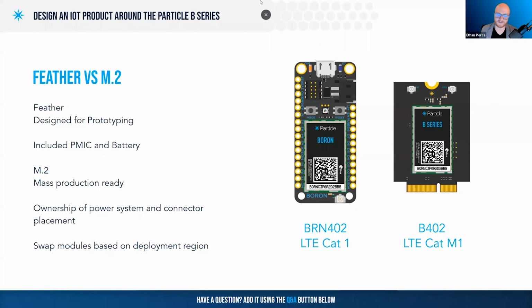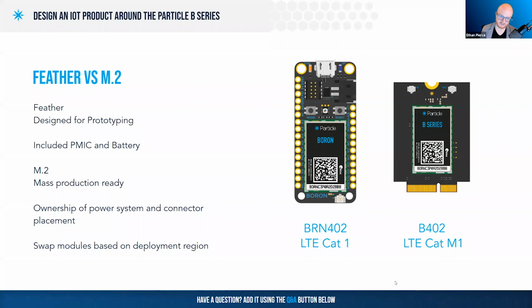So when we take a look at the Particle product portfolio, we have two form factors that primarily customers scale on. The first is the Feather form factor, which is great for prototyping. It includes power management IC and a battery connector. In addition, there's an onboard BLE antenna. We also include the LEDs and mode and reset buttons. But we have an M.2 form factor that allows you to have quite a bit more flexibility.